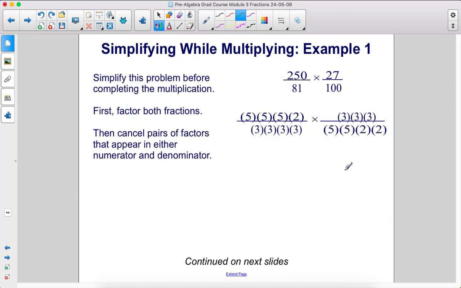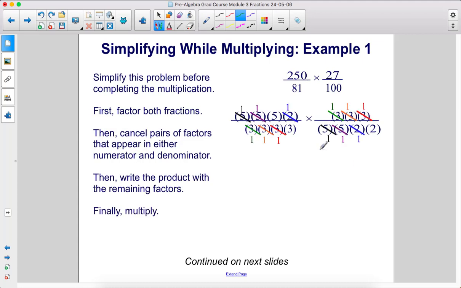All right, let's do it one more time, step by step. First, we're going to factor both fractions. So all of these numbers, we break them down into their prime factors. Then we're going to cancel pairs of factors that appear in either numerator and denominator. So a 5 over here can cancel a 5 down here. All right, so you can see we've canceled out a bunch of things, right? This 5 canceled with that 5 canceled with that one, and so on.